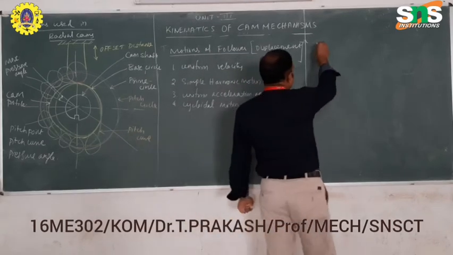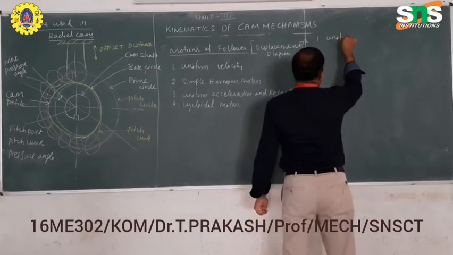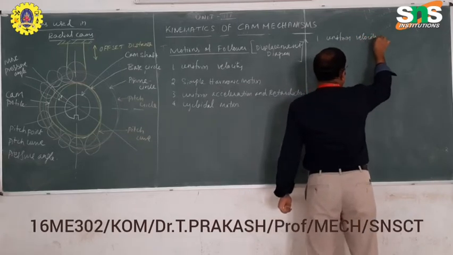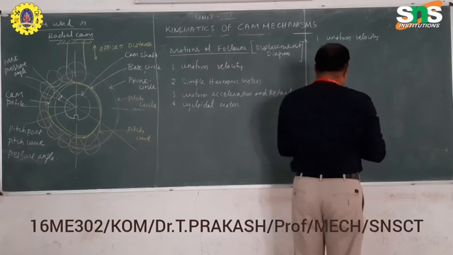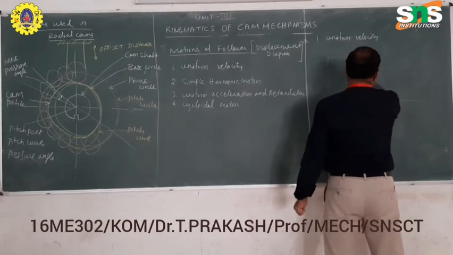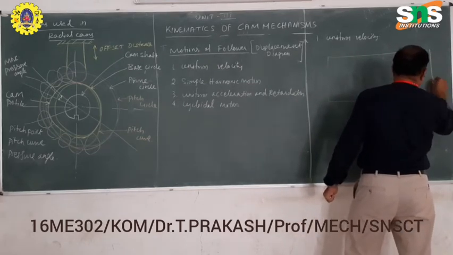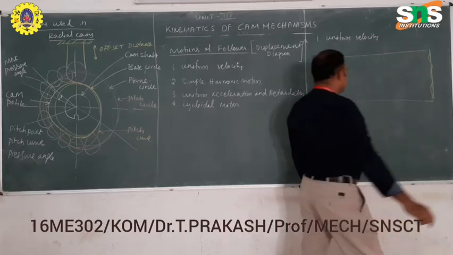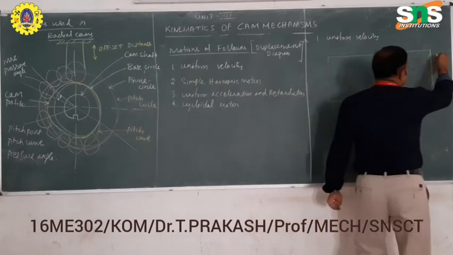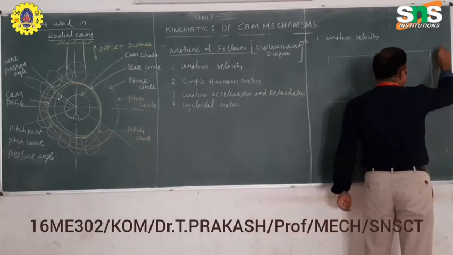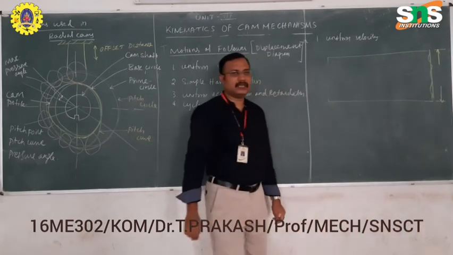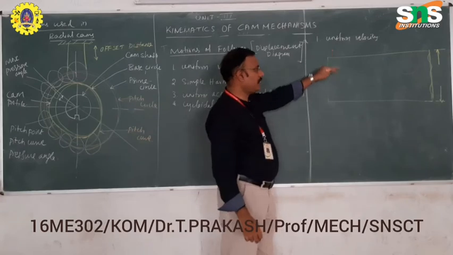First one we will take is uniform velocity. In uniform velocity, we have to draw the displacement diagram. Before going to the displacement diagram, there are some important points. This box will be drawn with a height of the offset distance. The height will be the displacement of the follower. We have to know the displacement.